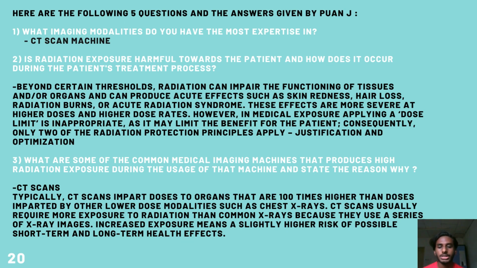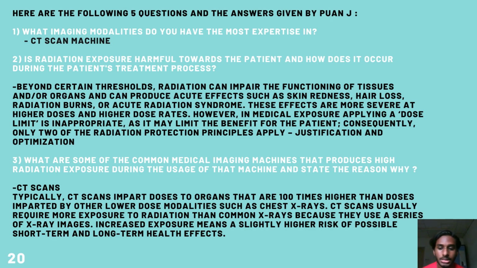So the second question is, is radiation exposure harmful towards the patient, and how does it occur during the patient's treatment process? She answered, beyond certain thresholds, radiation can impair the functioning of tissues and also organs, and can produce acute effects such as skin redness, hair loss, radiation burns, or acute radiation syndrome. These effects are more severe at higher doses and higher dose rates. However, in medical exposure, applying a dose limit is inappropriate as it may limit the benefit for the patient. Consequently, only two of the radiation protection principles apply, which are justification and also optimization.